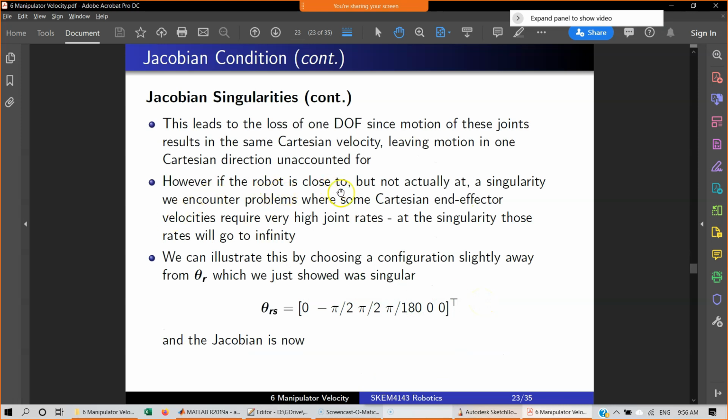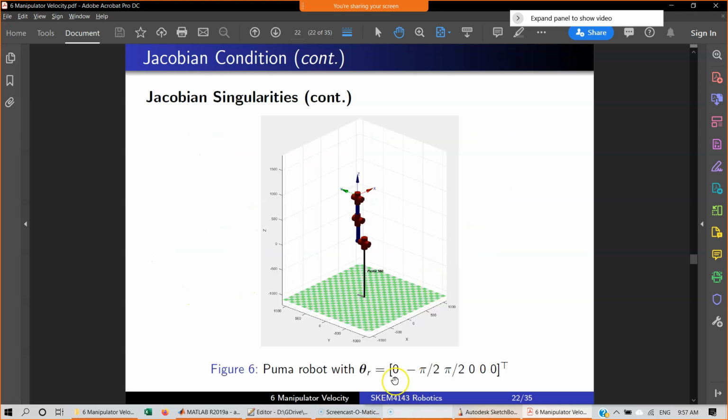However, if the robot is close to but not actually at a singularity, we encounter problems where some Cartesian end effector velocities require very high joint rates. At the singularity, those rates will go to infinity. So we can illustrate this by choosing a configuration slightly away from the previous one, which we have just shown was singular. This is the configuration where J becomes singular, right? Where we had the gimbal lock problem.